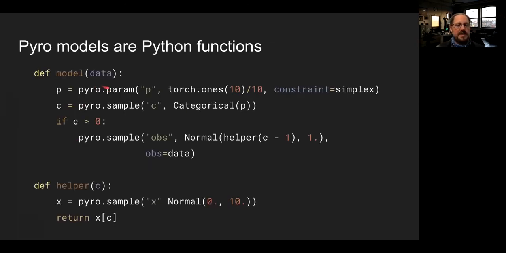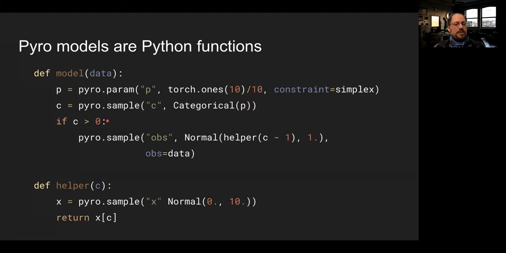Okay, so now that we have these primitives in Pyro, we can now construct probabilistic models just as Python functions. So here's a probabilistic model that inputs some data, it declares a parameter P, it then samples a random variable whose parameters depend on that parameter P.